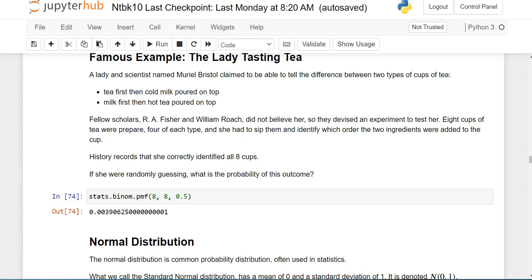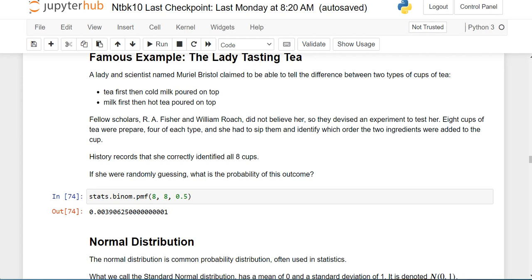Okay, so I love the story about Dr. Bristol and the lady tasting tea. So we have this null hypothesis that she's guessing. We collect data, right? The data were the 8 cups of tea that she had to taste test and sort into 2 piles of 4, right?